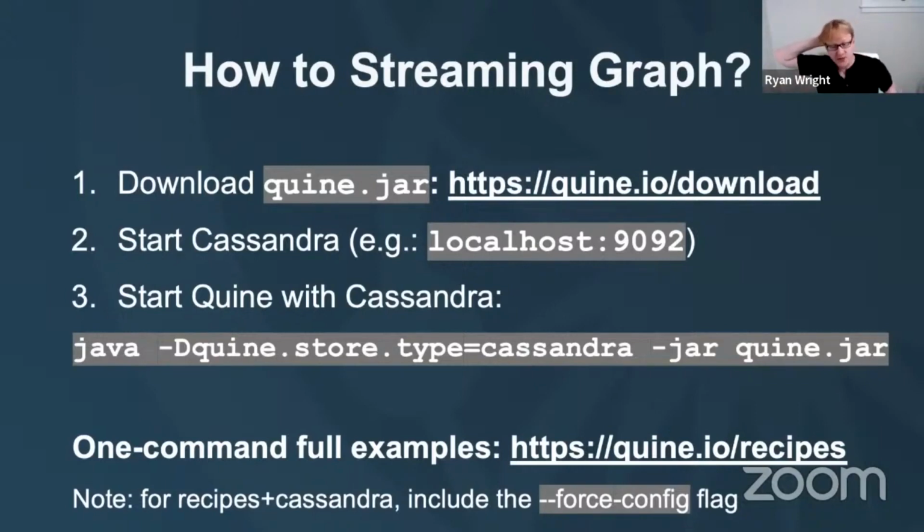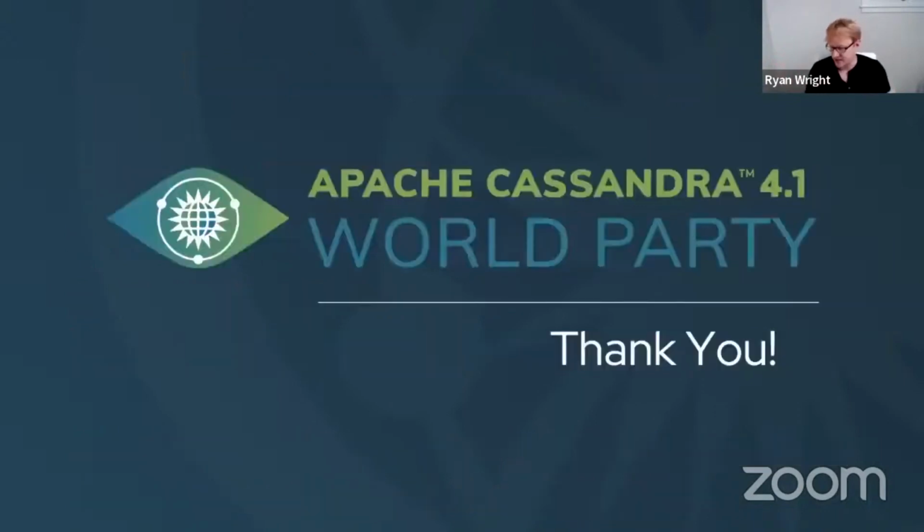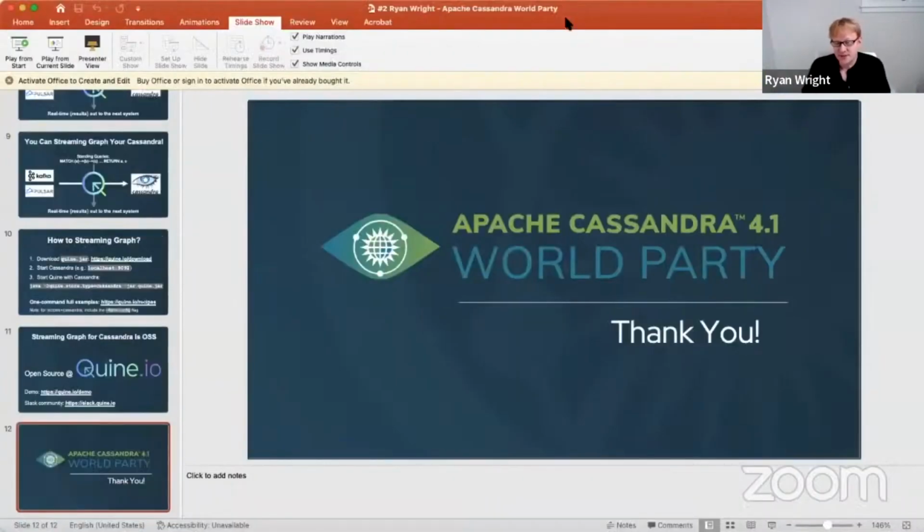One caveat: if you do use those recipes along with Cassandra configuration, there's that little force configuration flag. We're missing a slide from this, but if you saw the last slide, it would point you to quine.io at the website, where you can see demos of it running live, quine.io/demo. And there's a Slack community there if you want to ask questions, get help, and just talk with others who are using Quine for similar purposes. So all of this is new capabilities previously impossible that are now enabled by Cassandra on the back end and Quine on the front end for Streaming Graph.